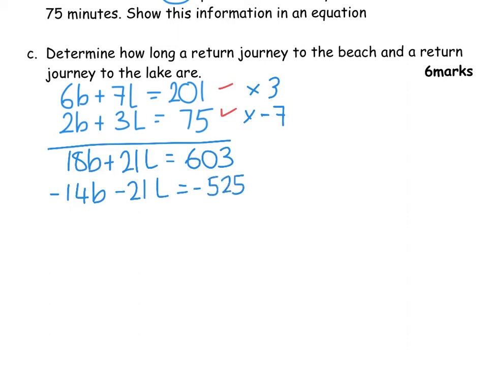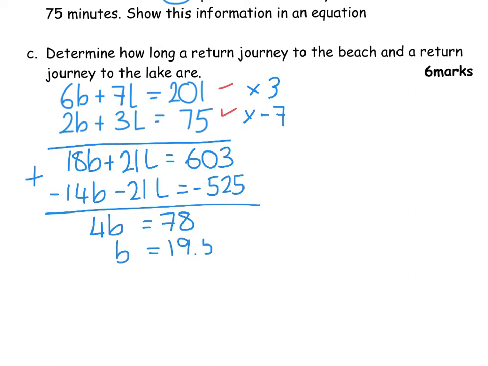And then when we add those two together now, 18 take away 14 is 4b, and 603 take away 525 is 78. And then 4 into 78 would be 19.5. Now, normally I would think, oh, wait a minute, it's a decimal, but we are talking about how long a journey takes, so that's possible. So beach journey is 19.5.